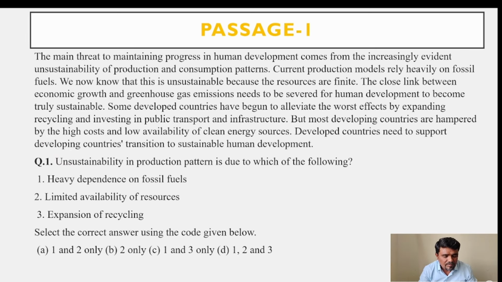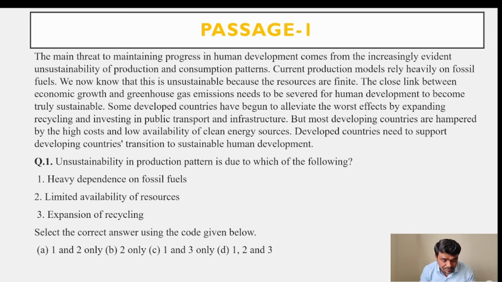First passage. The main threat to maintaining progress in human development comes from the increasingly evident unsustainability of production and consumption patterns. Current production models rely heavily on fossil fuels. We now know that this is unsustainable because the resources are finite. The close link between economic growth and the greenhouse gas emissions needs to be severed for human development to become truly sustainable. Some developed countries have begun to alleviate the worst effects by expanding recycling and investing in public transport and infrastructure. But most developing countries are hampered by the high cost and low availability of clean energy sources. Developed countries need to support developing countries' transition to sustainable human development.